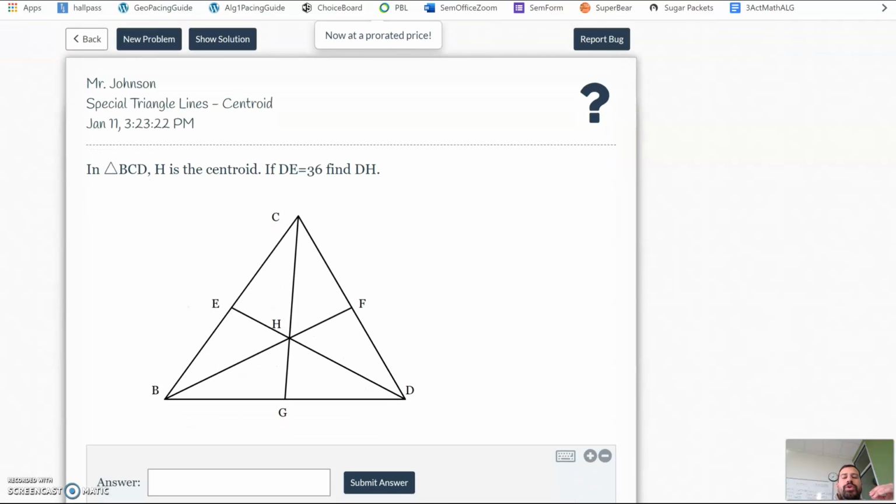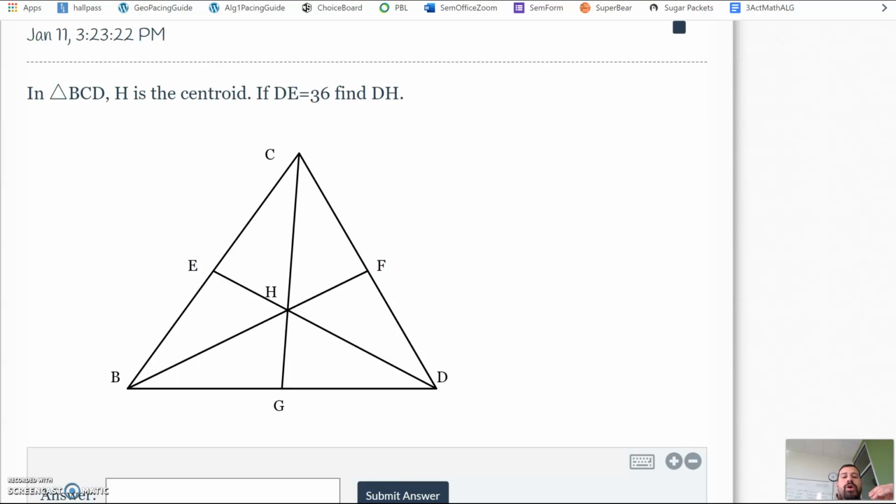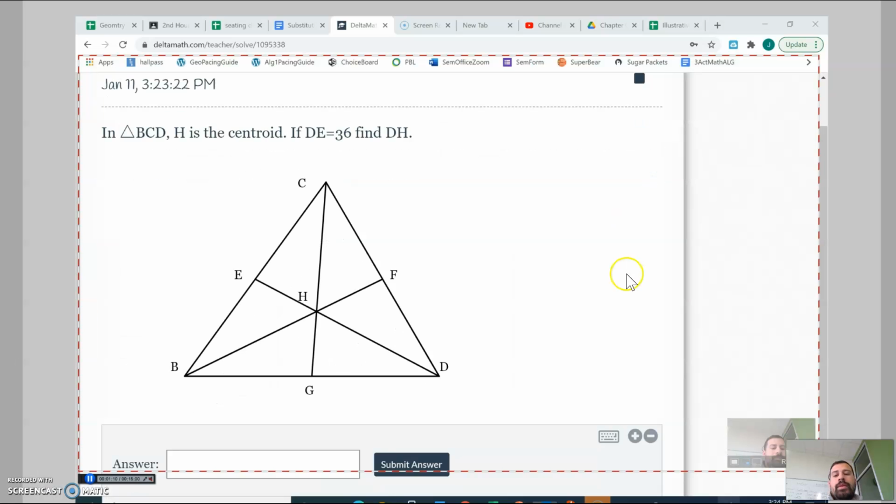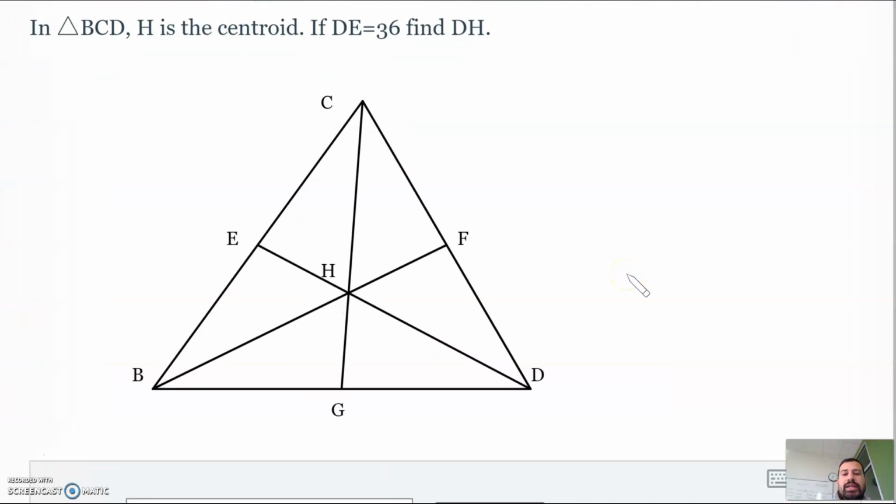All right, so I'm going to go through a couple practice problems here with you. Follow along as I go through these. So in this triangle, H is the centroid, DE is equal to 36. Find DH. I'm going to screenshot this. All right, so DE is equal to 36. So the whole thing is 36. We want to find what is DH. So we want this piece.